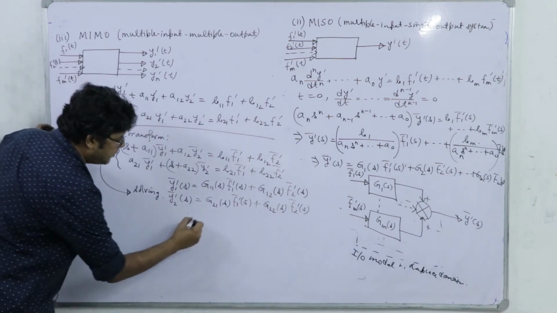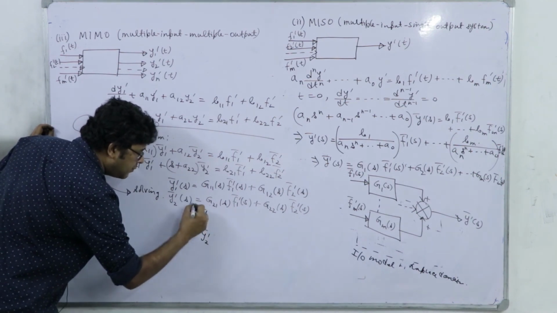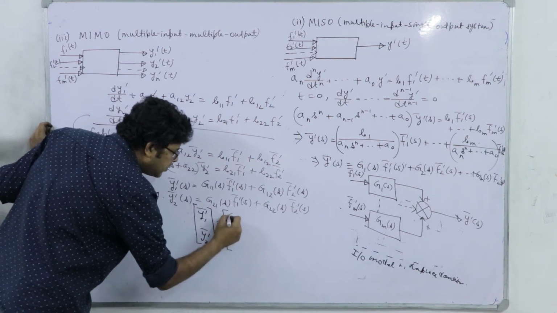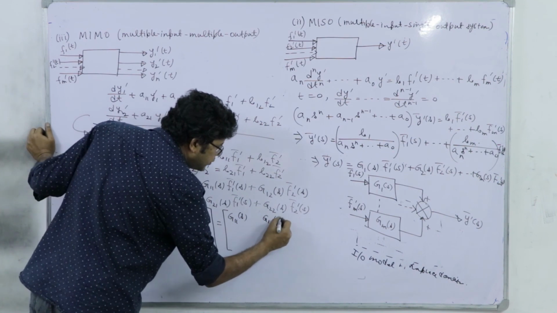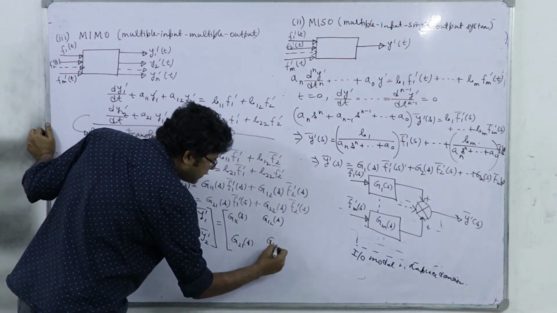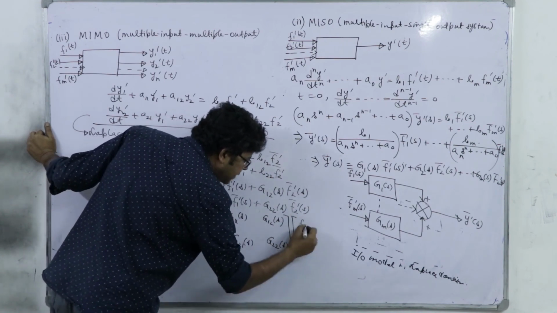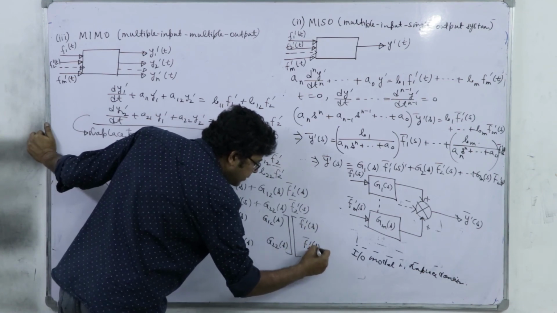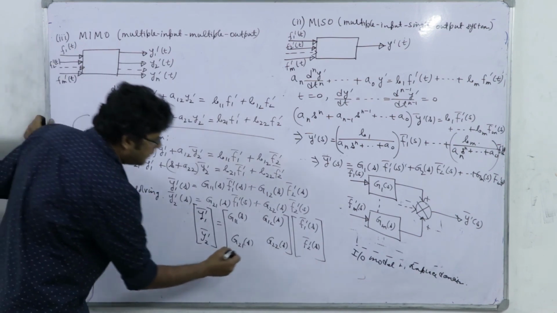So you see we can write it further as y1 prime bar, y2 prime bar is equal to the matrix g11s, g12s, g21s, g22s whole bracket times f1 prime bar s, f2 prime bar s. So this is called the transfer function matrix.